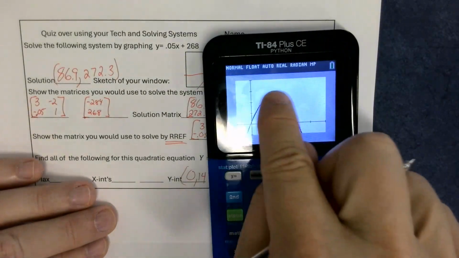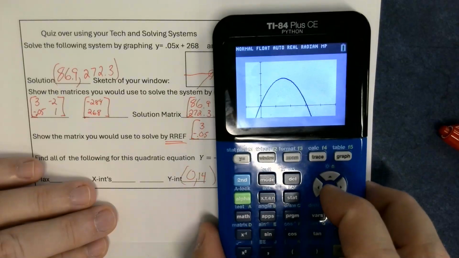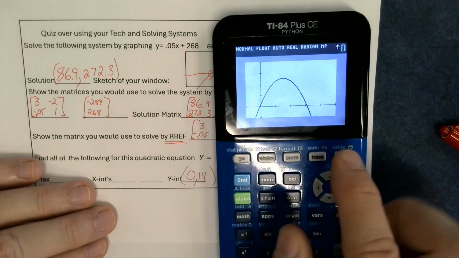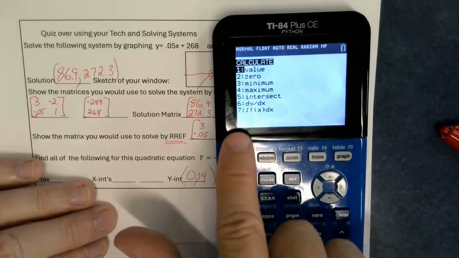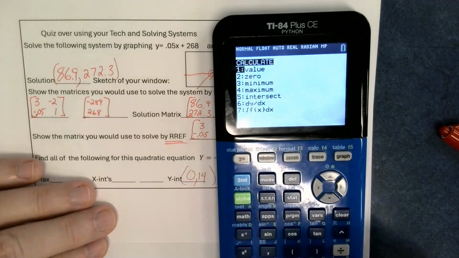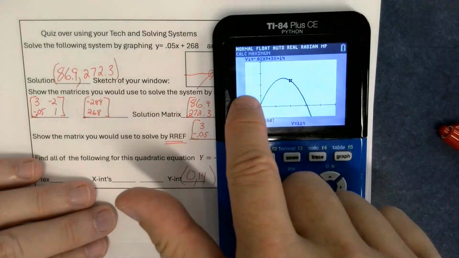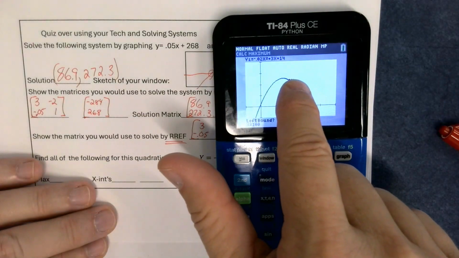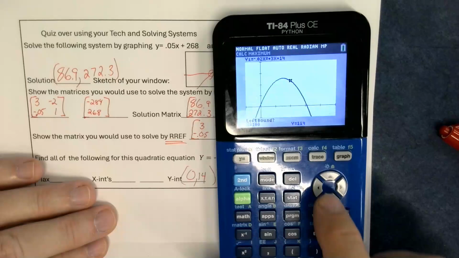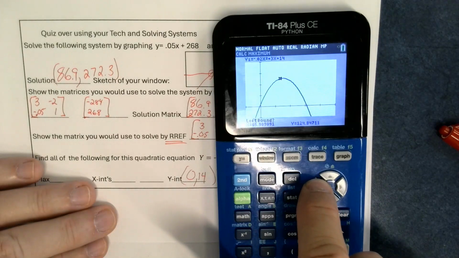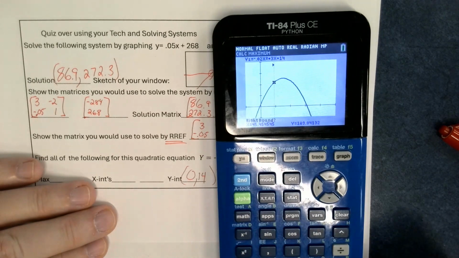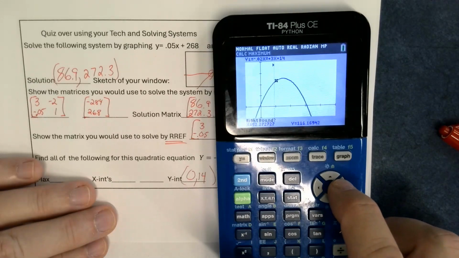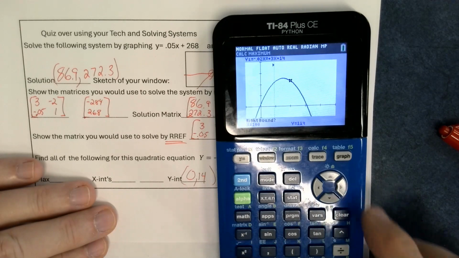Now the maximum value, I've got to go right here. That's the high point. So I'm going to hit second and trace. Right there is number 4, maximum. Now it says left bound, so I have to move my cursor from right here to the left side of it. So I'm going to scroll with my arrows. There's to the left side, and I'll hit enter. And I'll scroll with my arrows. That's to the right side, and I'll hit enter.